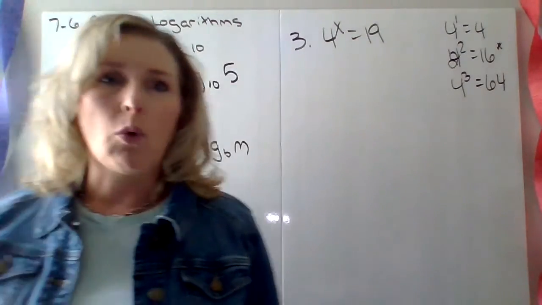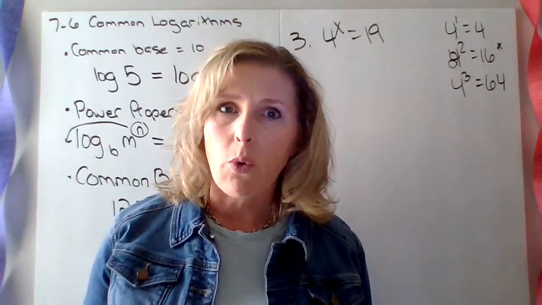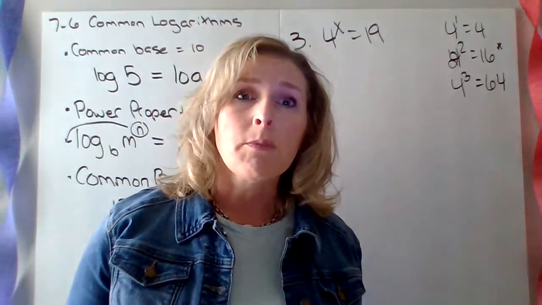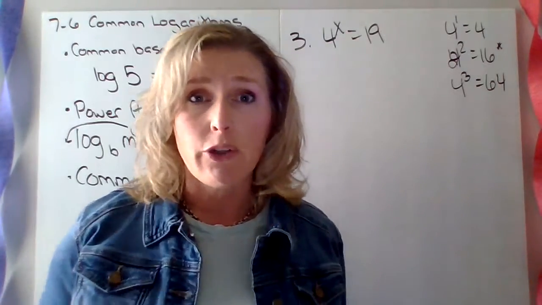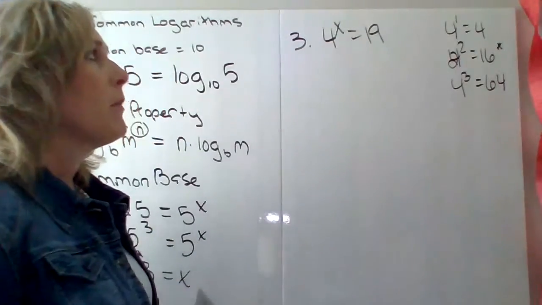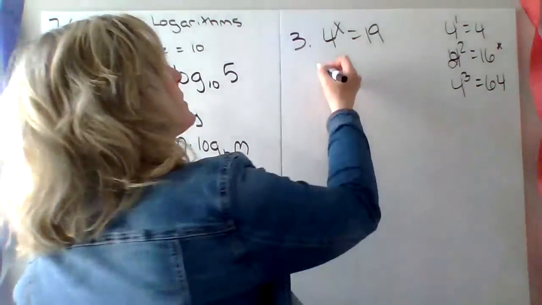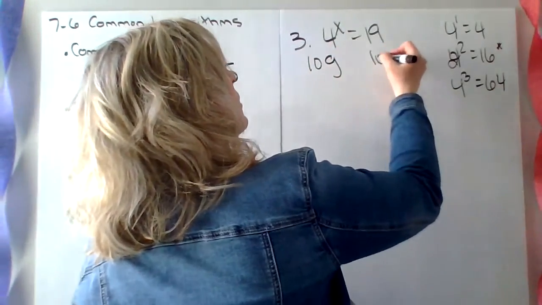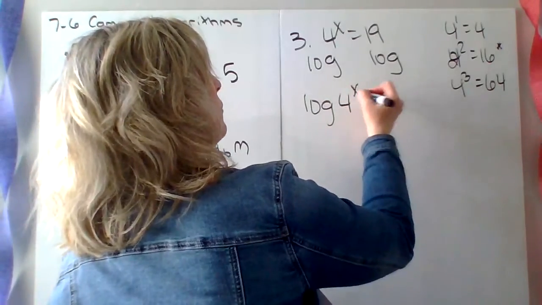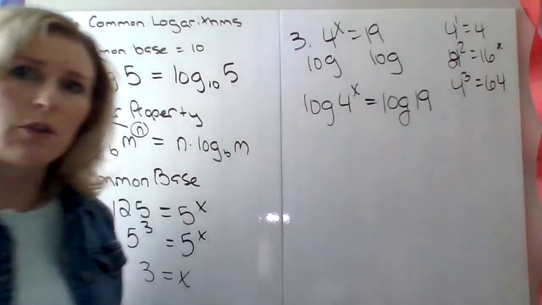So we have these properties of equality. You could add 4 to both sides of an equation. You could multiply the equation by the same number. That's allowed. Logarithms and exponentials are inverses. They undo each other. So when you can't write 19 using a base of 4, our strategy is to take the log of both sides. I'm going to rewrite it as log of 4 to the x equals log of 19.